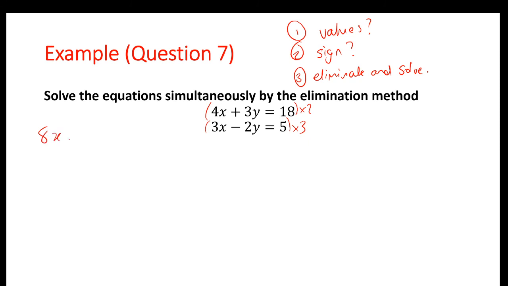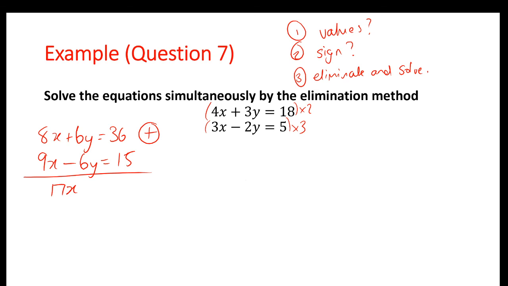So the top one becomes 8x plus 6y is equal to 36. And my second equation becomes 9x minus 6y is equal to 15. So as you can see, now my y's have actually shared the value. By doing the opposite multiplication, it makes it so the equations will give you the same value for either x or y, depending on which one you chose. But in this case, we got the y's because we used the numbers from the y's. Now we've got a plus y and a minus y, so the opposites means that we are adding these ones together. Okay, 8x plus 9x, well that's equal to 17x.